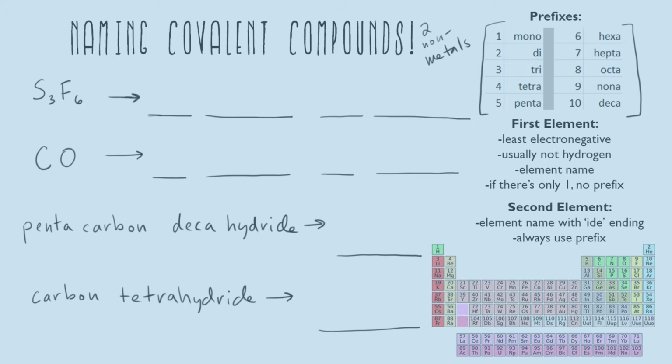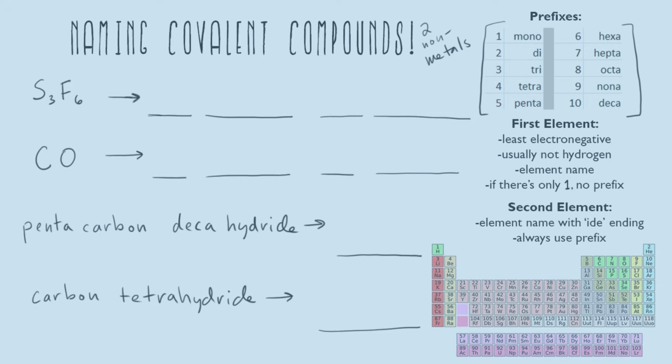All right, and so our rules are that our first element is always our least electronegative, usually not hydrogen first, and then we just have our element name. And then our big thing is that if there's only one, you don't use a prefix. And then our second element, we just use our element name with our IDE ending, and we always use the prefix no matter what.